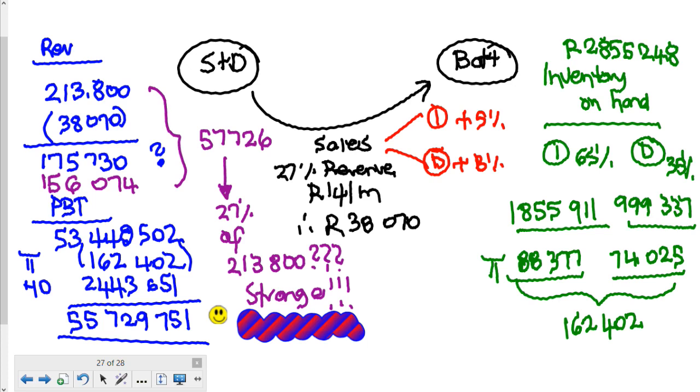And at year-end, battery had inventory on hand of 2,855,248. All of that inventory was bought from the sales and distribution division. And they then tell you that 65% of that is industrial batteries. So that one is therefore, isn't it? That one is therefore. Okay. So that one there is therefore.